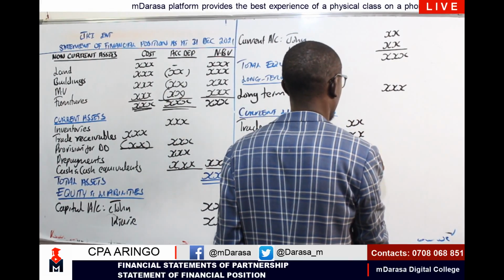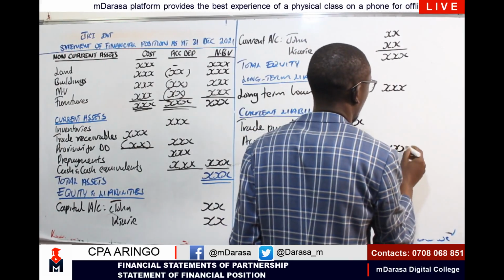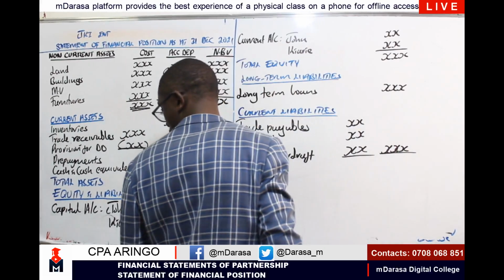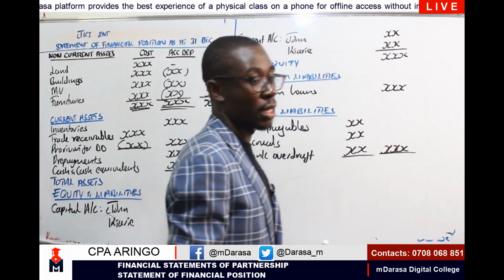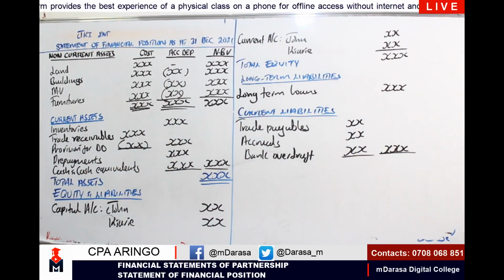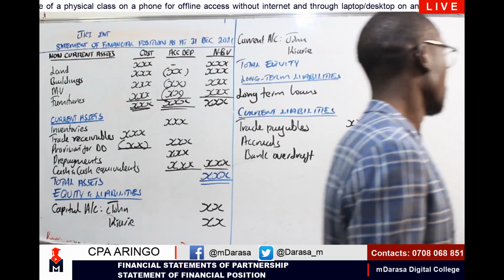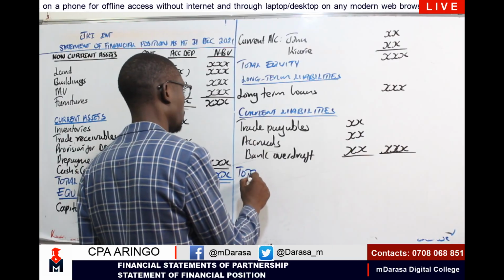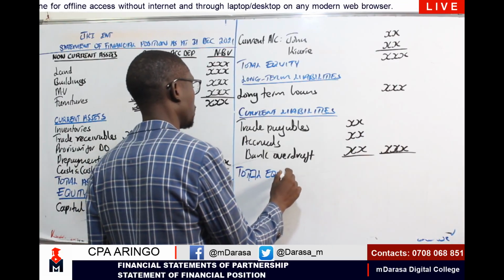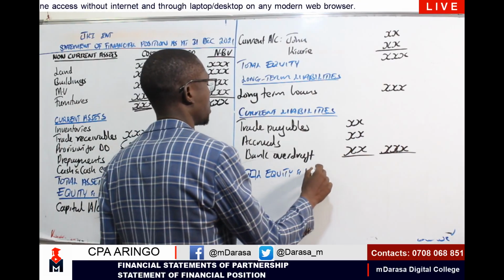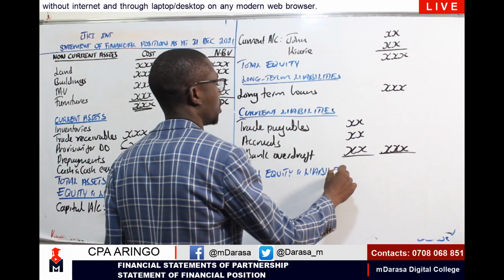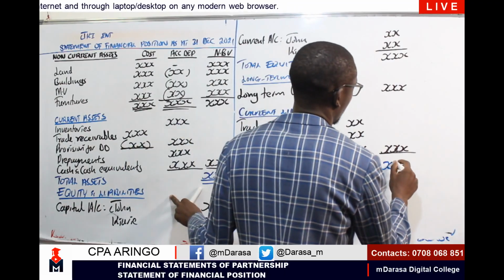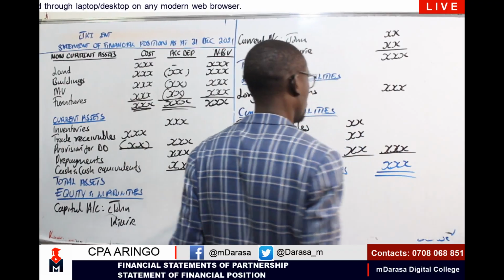So that at the end of the day, we should be having our figures there, to give us our total equity and liabilities, and that is what we should be having.